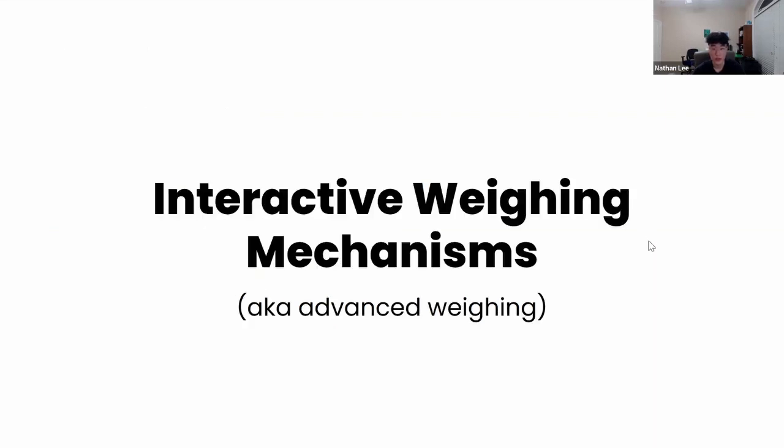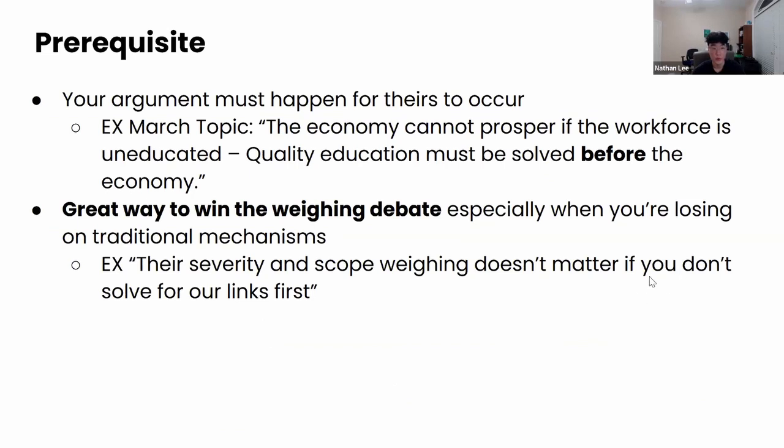So next, we go on to the more interactive weighing mechanisms that were highly requested. You can also think of them as just advanced weighing. All right. So first is a prerequisite, which means that your argument must happen for theirs to occur.